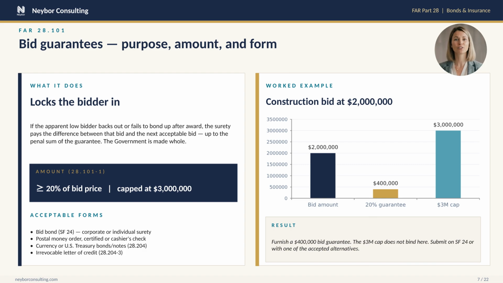One final point, per 28.101-1C, if your guarantee is below the required 20%, even by $10, the contracting officer cannot accept the bid. There is no rounding, no good faith forgiveness. Always overfund slightly to be safe.